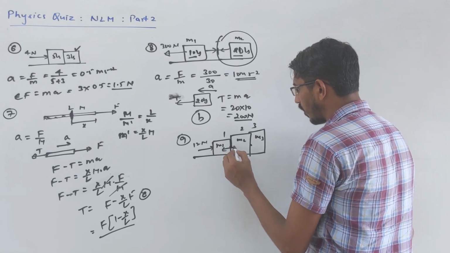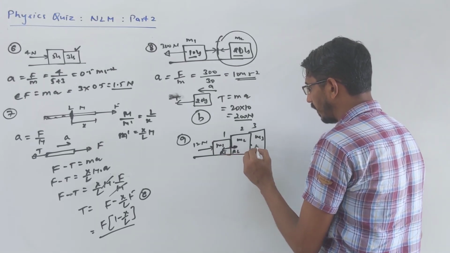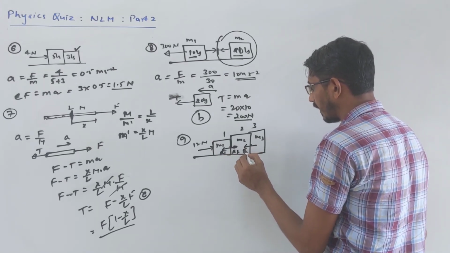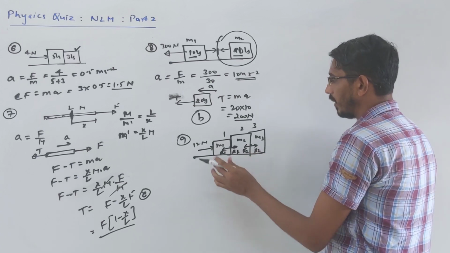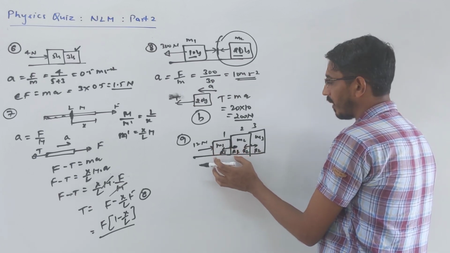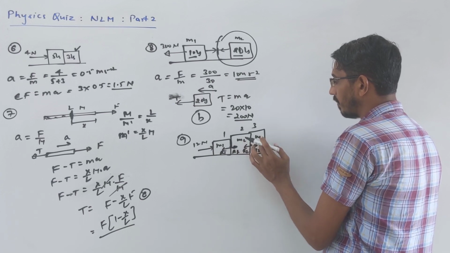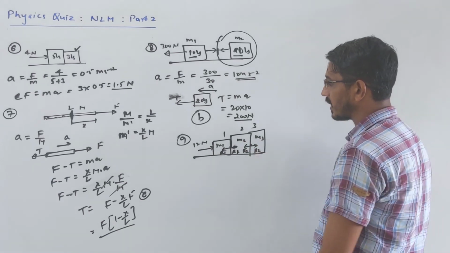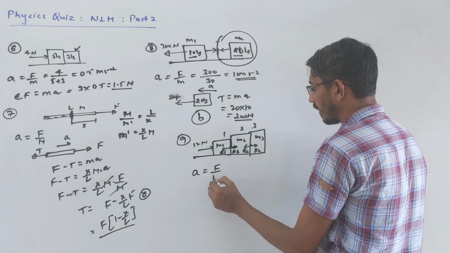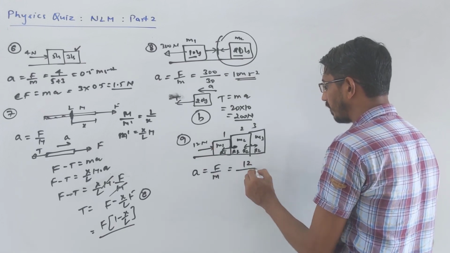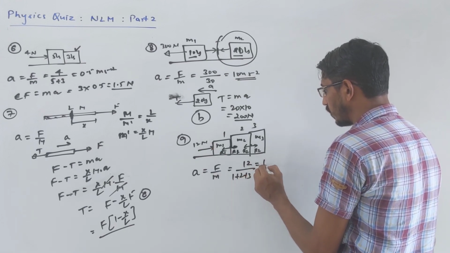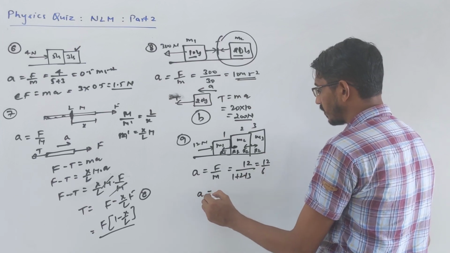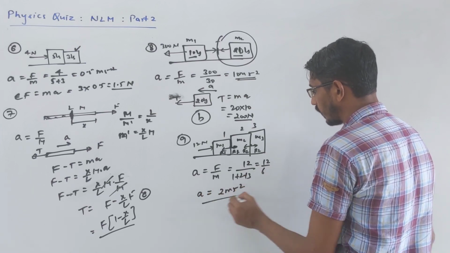Between M1 and M2, let's call the reactions R1, R1, and between M2 and M3, let's call the reactions R2, R2. Let's find the acceleration of the system A. Force by mass. Total force applied is 12 Newton, mass is 1 plus 2 plus 3, 12 by 6. So the acceleration of the system becomes 2 meter per second square.